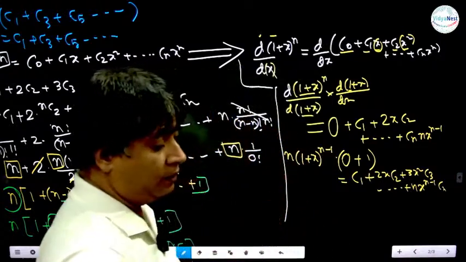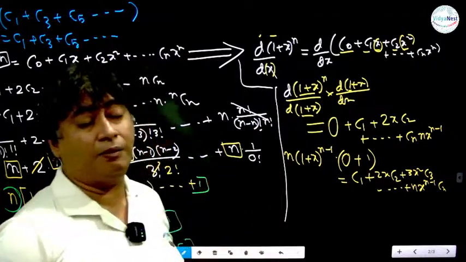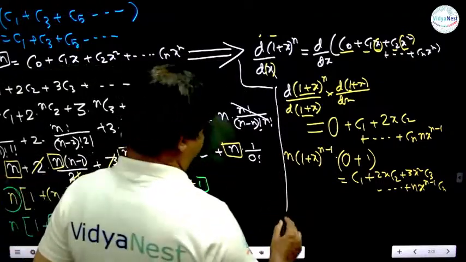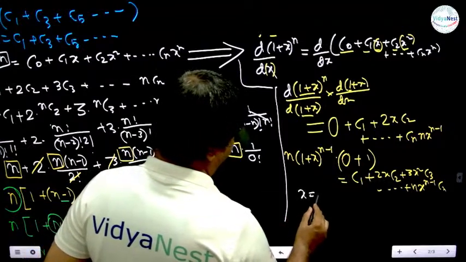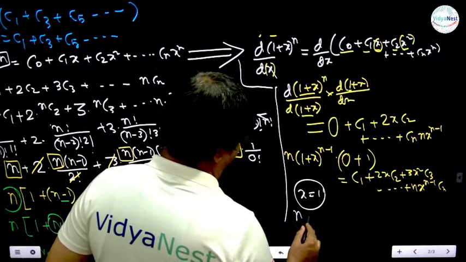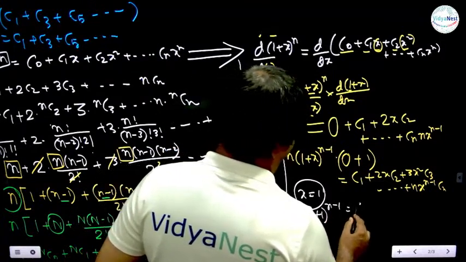Now, how to remove this x? What do we have to put in place of x? Now you put x is equal to 1. n 1 plus 1 to the power n minus 1.